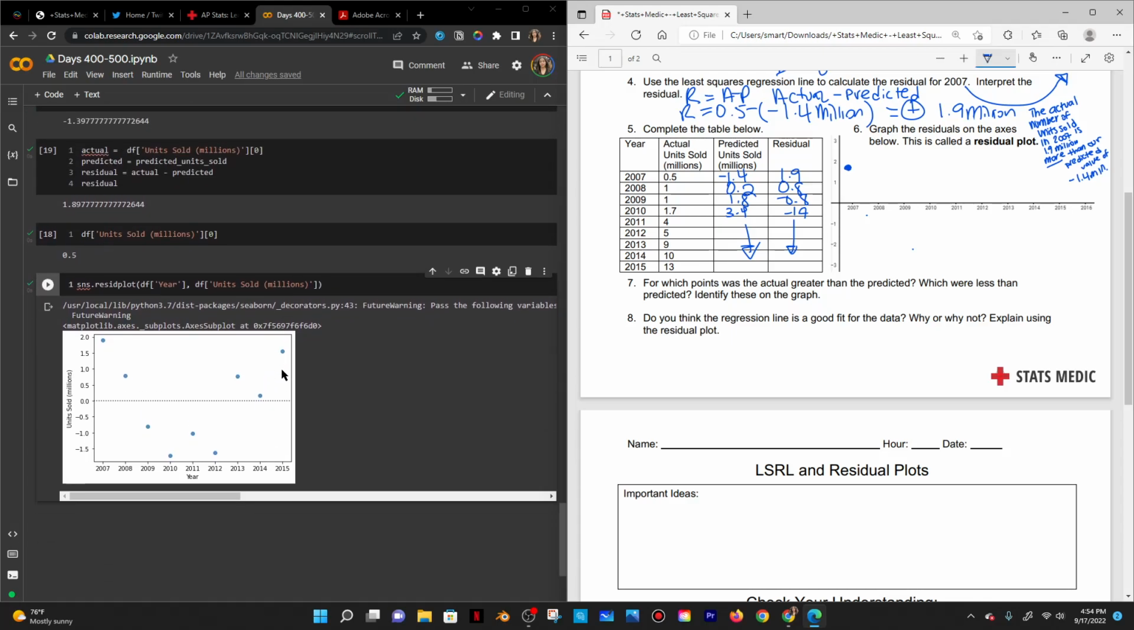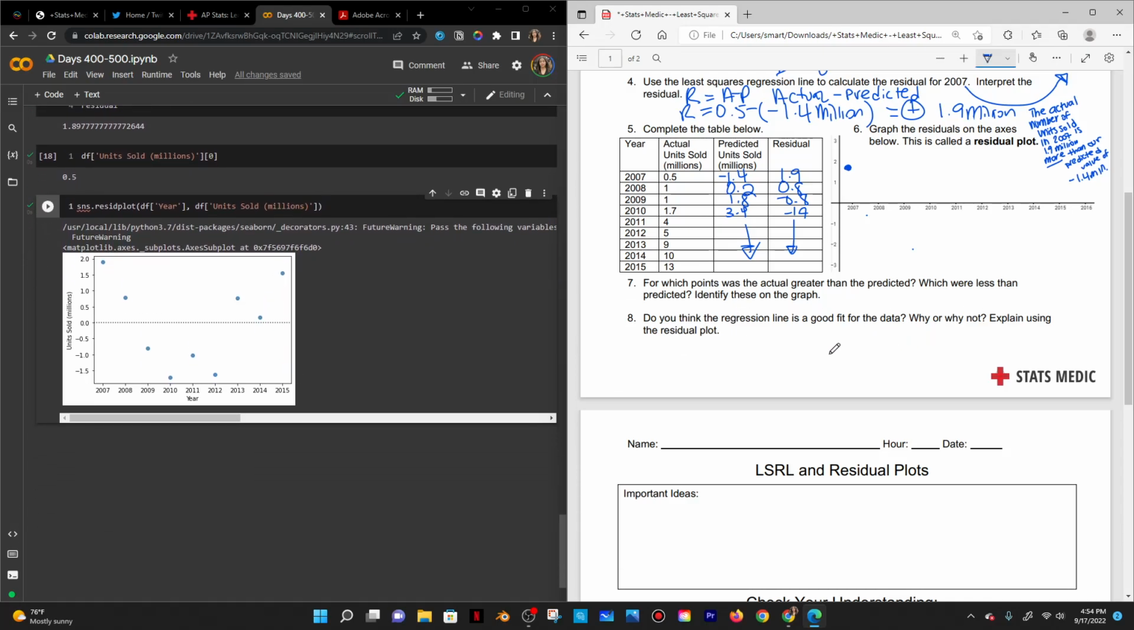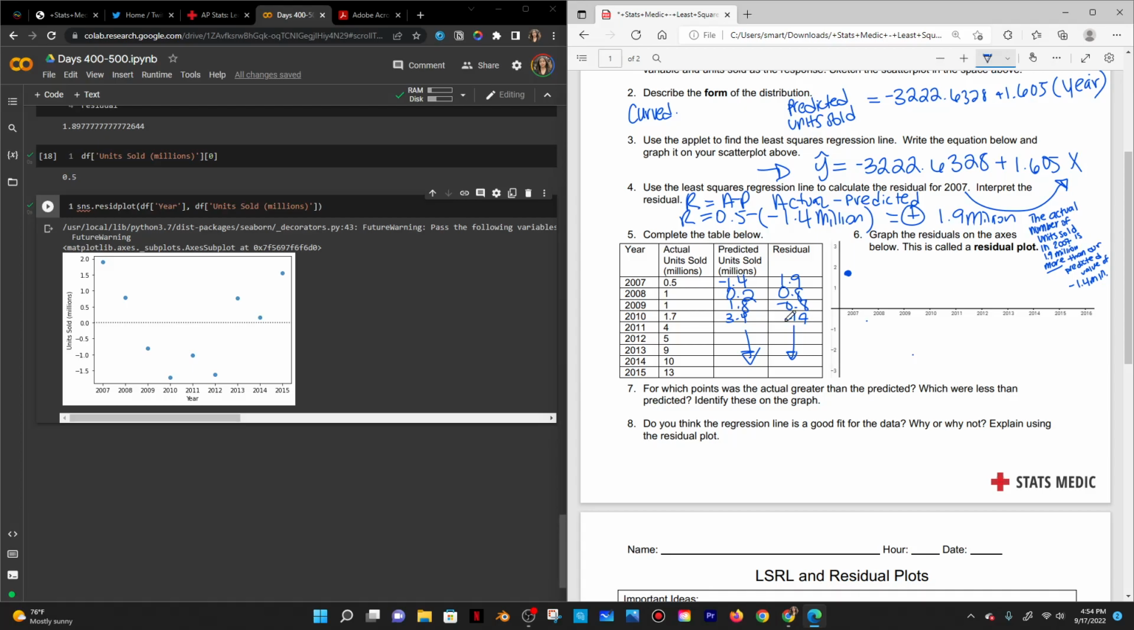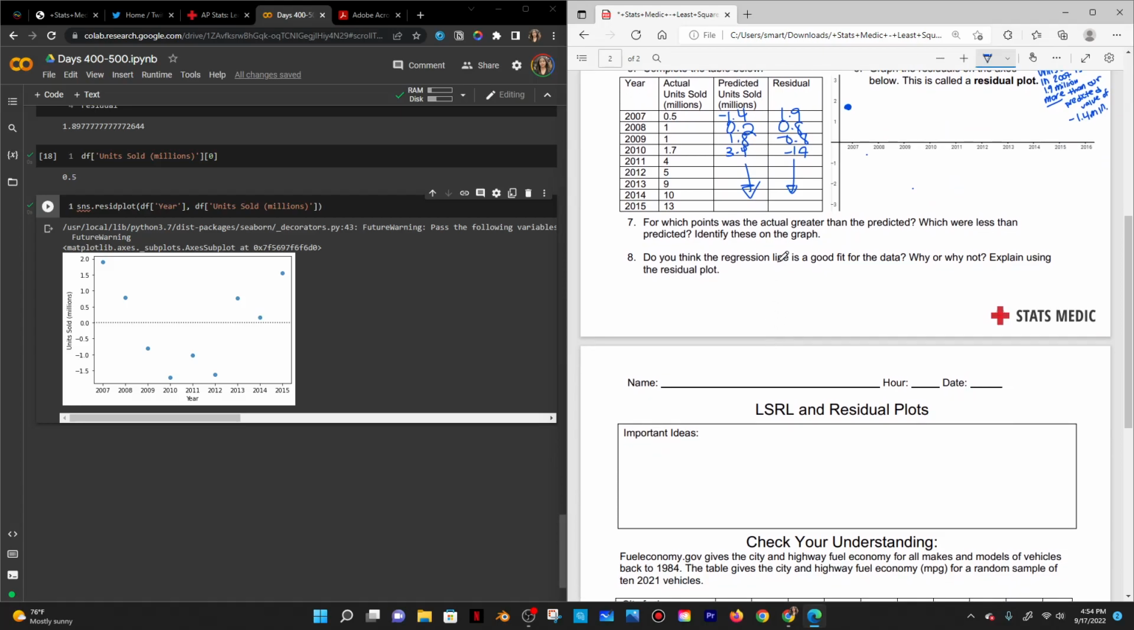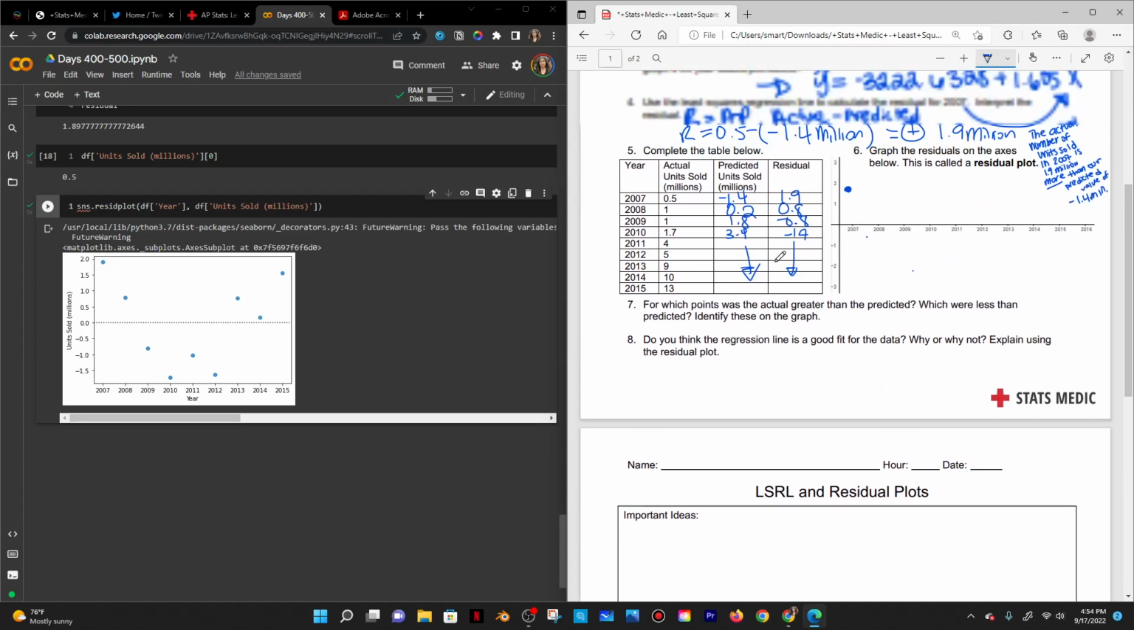That's a residual plot. And so now in number 7, it says for which points was the actual greater than the predicted. So we could just see that in the graph. Whichever ones are positive are the ones that were actually greater than the predicted value. Or let me just check. So it's asking for which points was the actual value greater than the predicted.